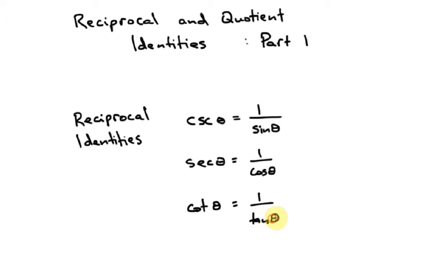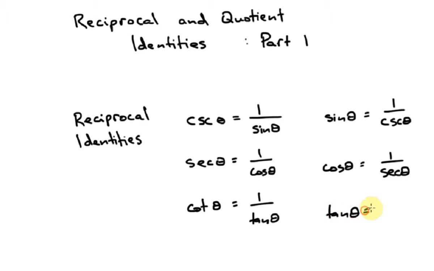So we have those reciprocal identities, and then we also have these reciprocal identities, which is essentially if you flip both sides. So instead of 1 over sine, it's now sine, but that's equal to 1 over cosecant. Cosine is equal to 1 over secant, and tangent is equal to 1 over cotangent. Okay, so these are the reciprocal identities.